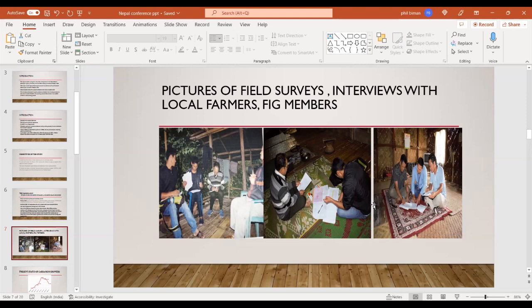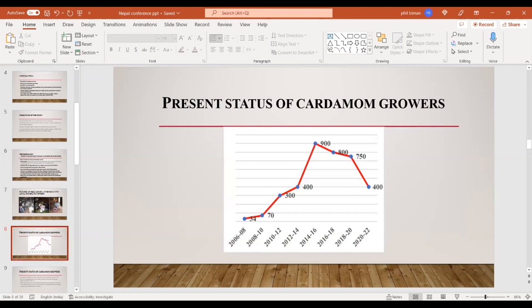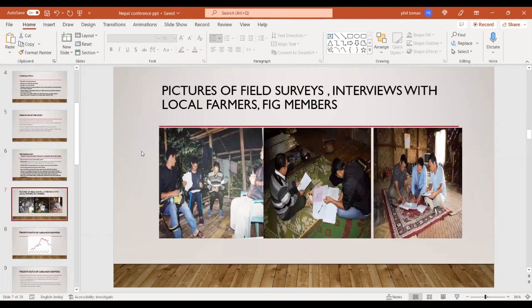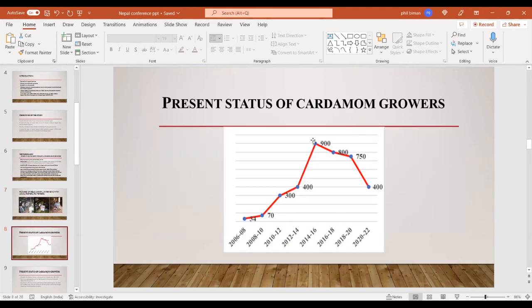And from my extreme right, that conversation with the Board of Directors members of my case study members, and then the outcome study and the survey, all collectively. Now I would like to present the current status of cardamom growers, particularly in the district of Lower Subansiri.